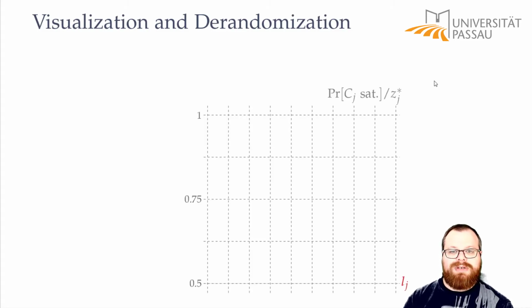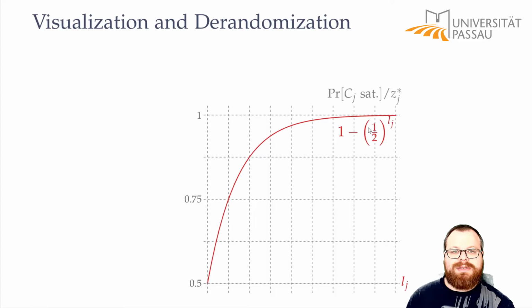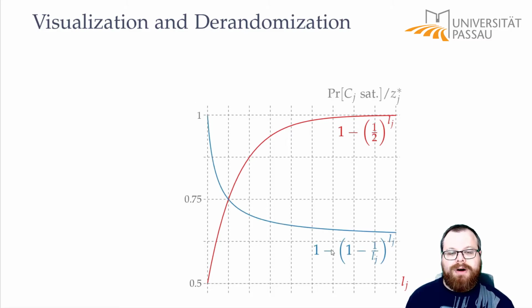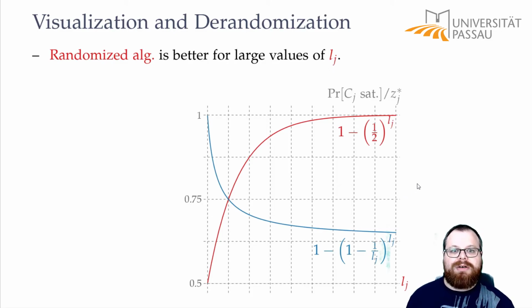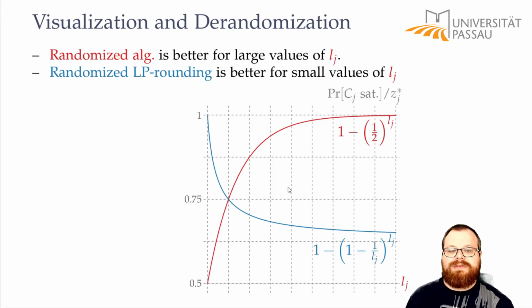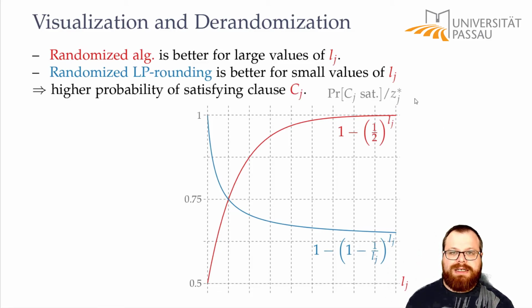Before we conclude, I want to visualize the plots of these two approximation functions. We had two algorithms, and let's have a look at what is the probability that a clause is satisfied divided by z_j star. For the first algorithm, we have at most 1 minus 1/2 to the l_j. So this goes up very quickly if we have clauses with many literals. For the LP rounding, we had 1 minus this term to the l_j. You can see this is large in the beginning, but then it goes down. So the first algorithm, the normal randomization, the coin flipping, is better for large values of l_j, where we have clauses with many literals. And the randomized LP rounding is better for small values, where we have clauses with very few literals. That means that I have a higher probability of satisfying a clause.